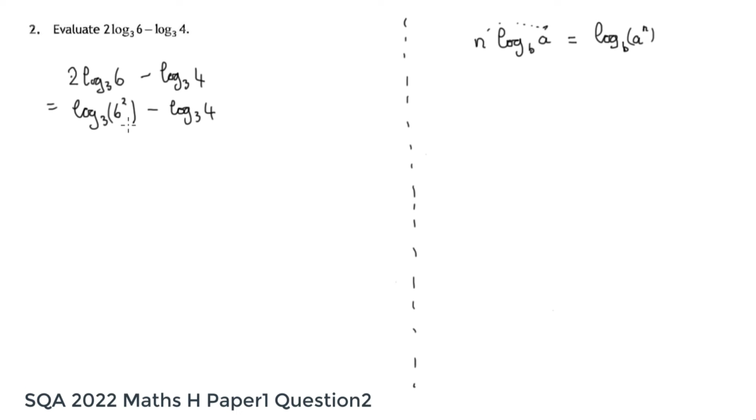Another way of looking at that, if we look at for instance 2x is x plus x. In the same way, 2 lots of log to the base 3 of 6 would be log to the base 3 of 6 plus log to the base 3 of 6. That's what 2 times an expression means. You've got expression plus itself.